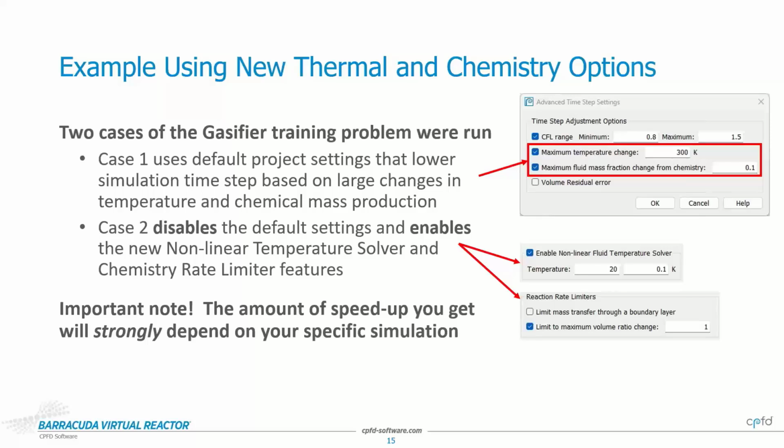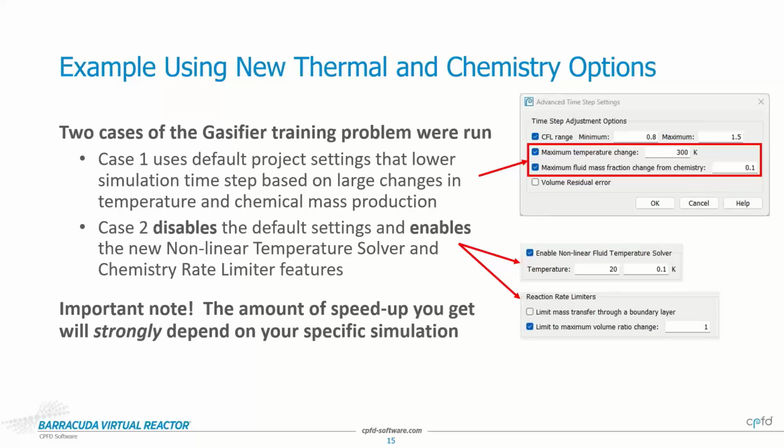As an example of using these two new options, the nonlinear temperature solver and the chemical reaction rate limiter, I've run the gas-fire training problem in two configurations, and we'll look at the results here. I'm calling the first configuration case 1, and it uses the default settings that we've always had in Barracuda, which is to say the time step adjustments are left in their default states so that the solver will lower the simulation's time step if the maximum temperature change limit is exceeded or if the maximum fluid mass fraction change from chemistry is exceeded.